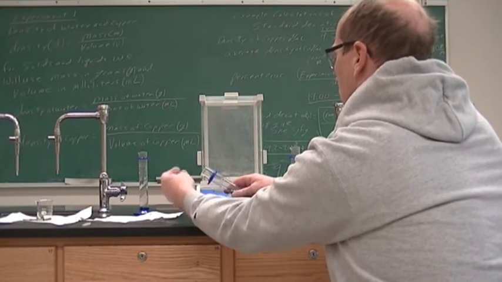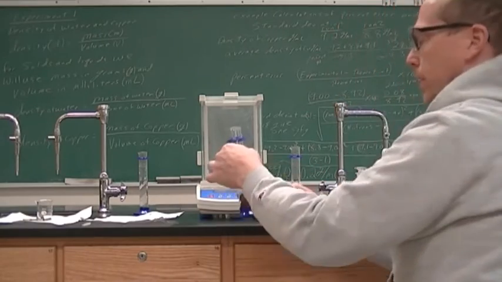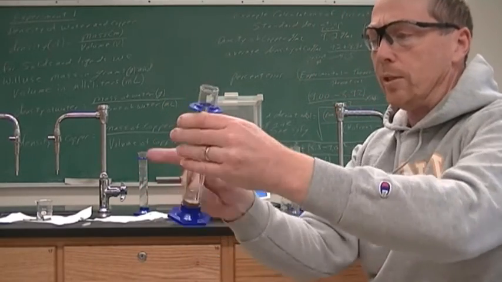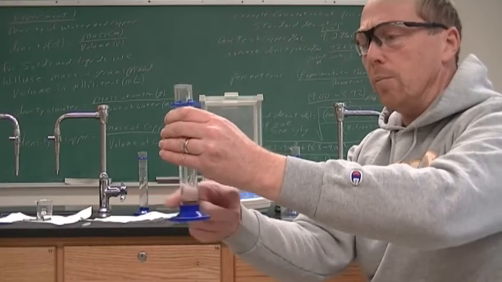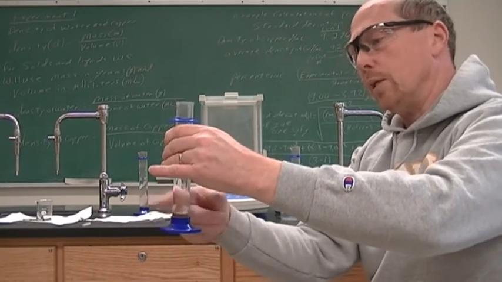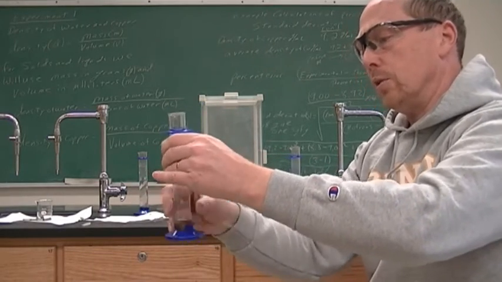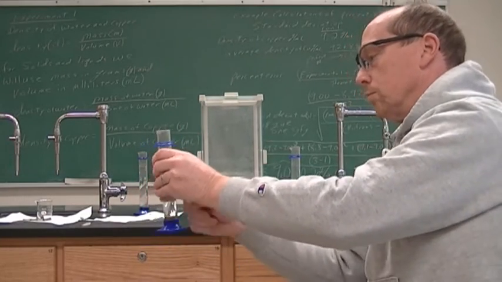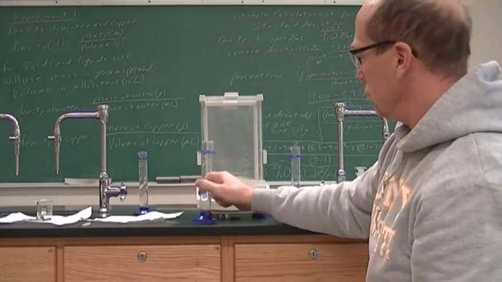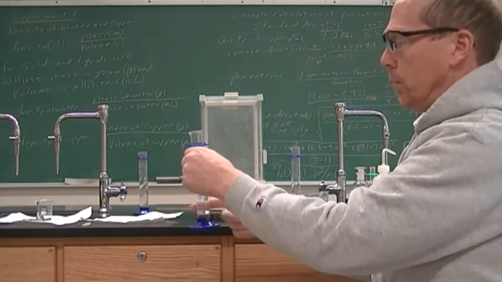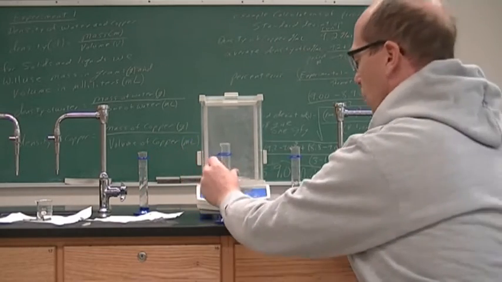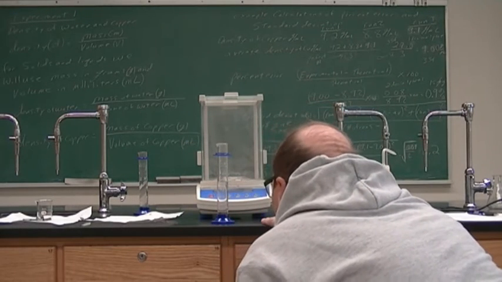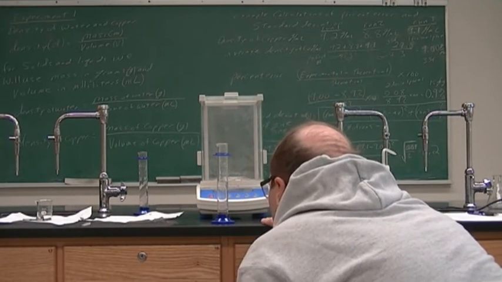1, 2, 3, 4, 5, 6, 7, 8, 9, 10, 11, 12, 13, 14. And 15. So all 15 have been added. All right, and so now I'm going to tap it to get rid of all of the air bubbles that were trapped in there by adding this solid. Making sure to not splash out any of the water. All right, and now my volume is 30.